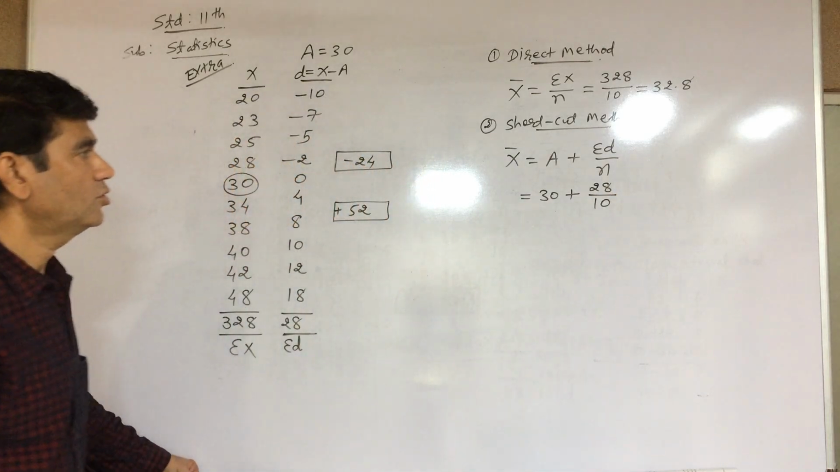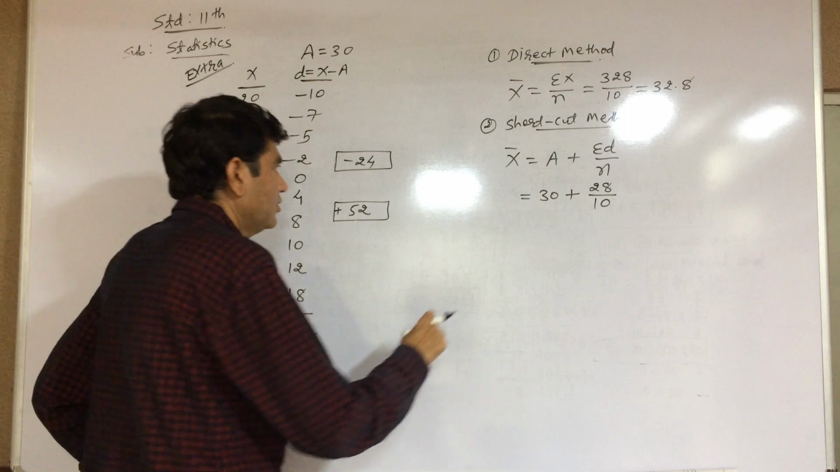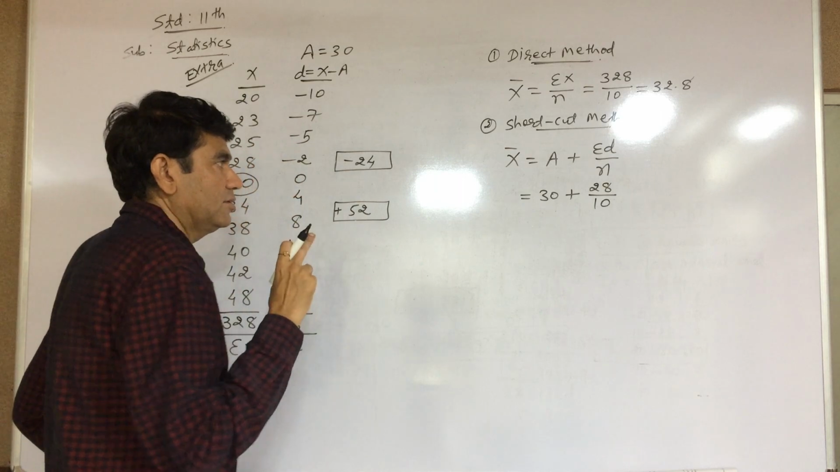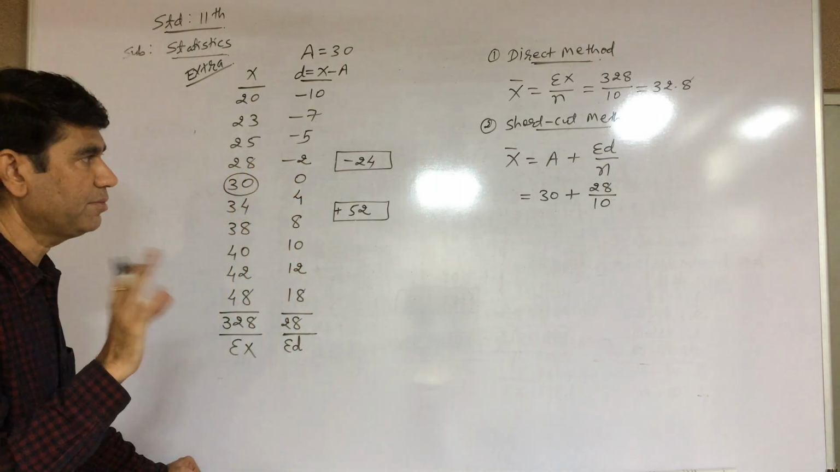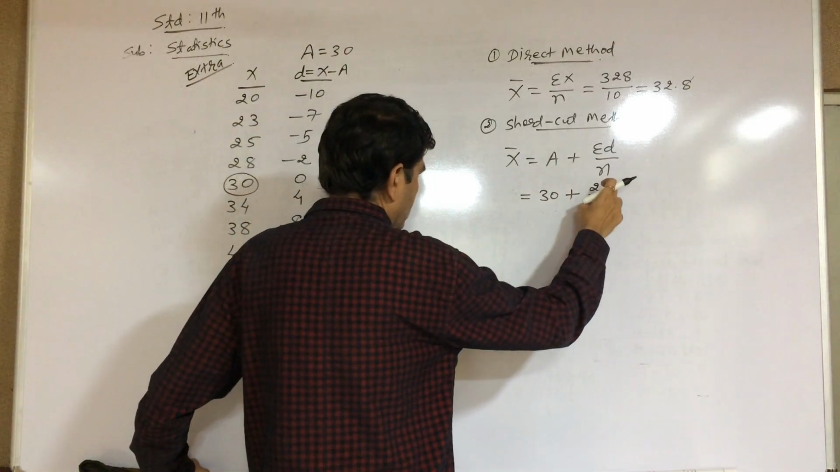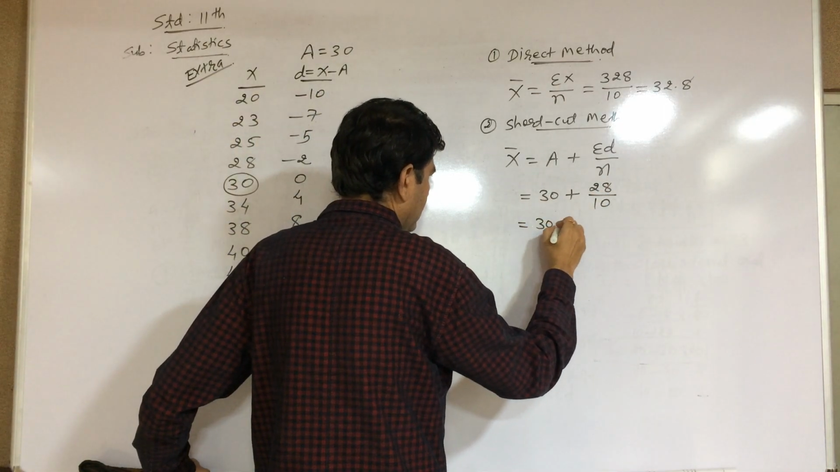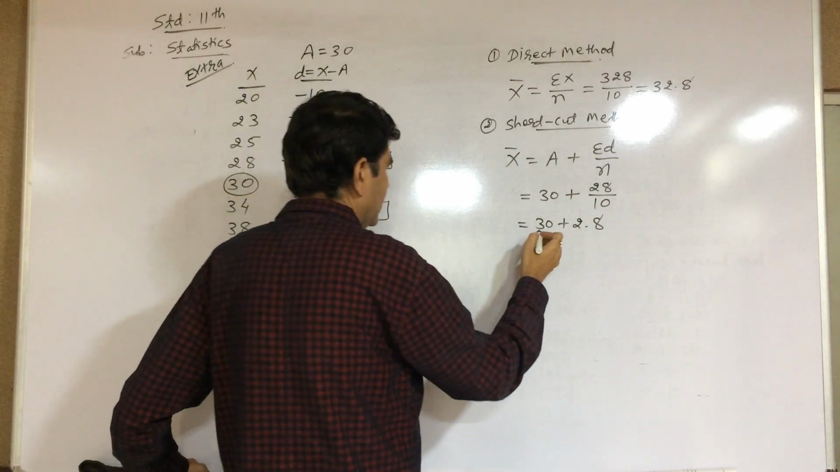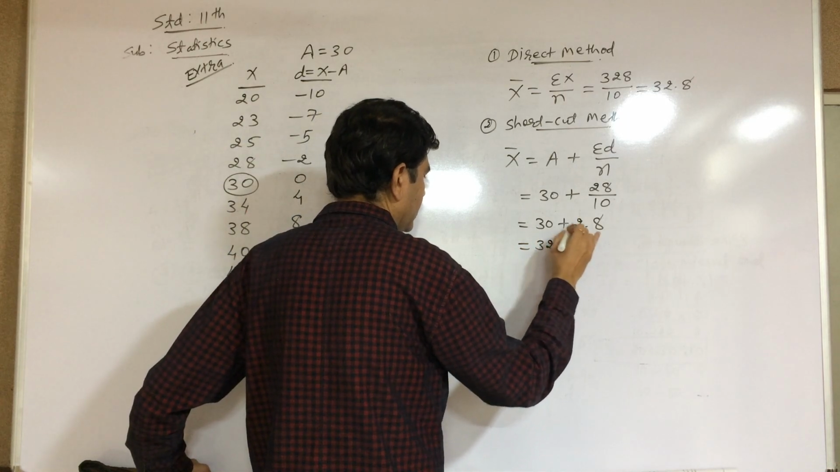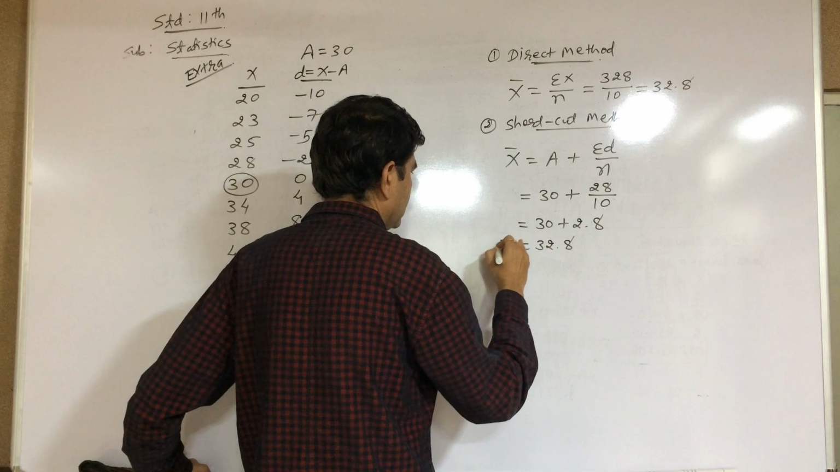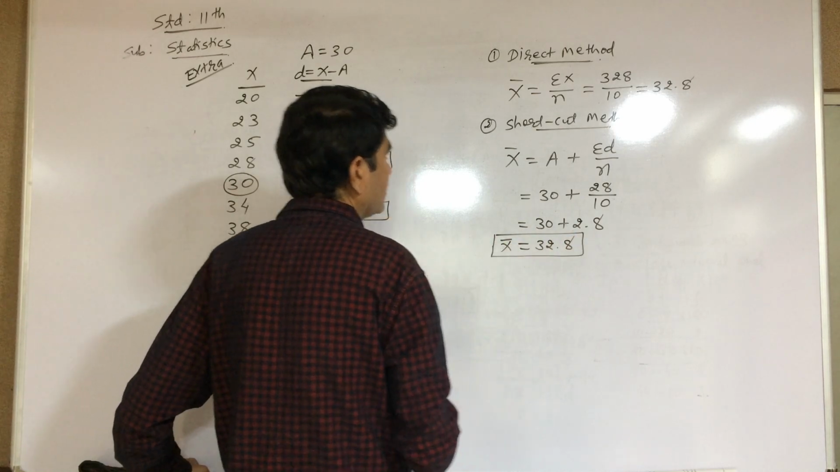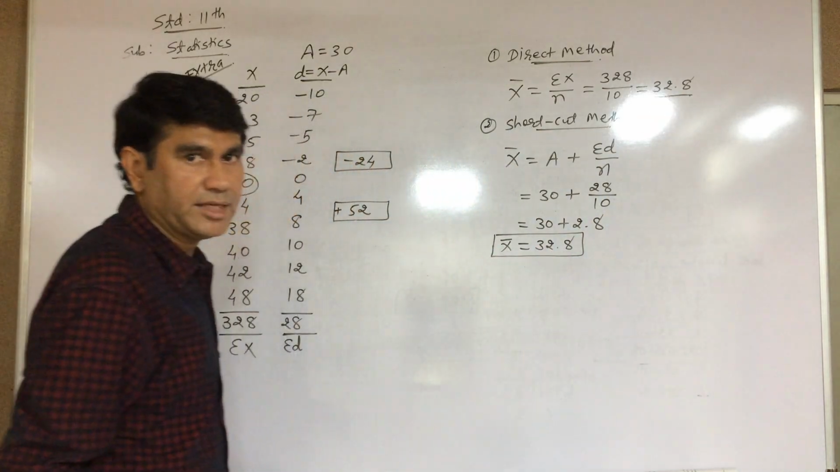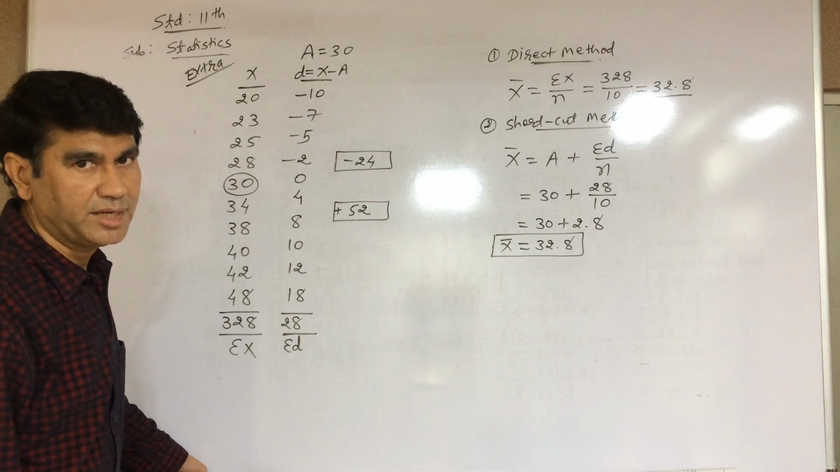So first of all, remember that 28 divided by 10, then added 30. Don't do this 30 plus 28 divided by 10. It's wrong calculation. So first of all, divide 28 by 10, 2.8. Then added 30. So 32.8, x bar is equal to 32.8. So verify answer: 32.8 according to direct method and according to shortcut method.